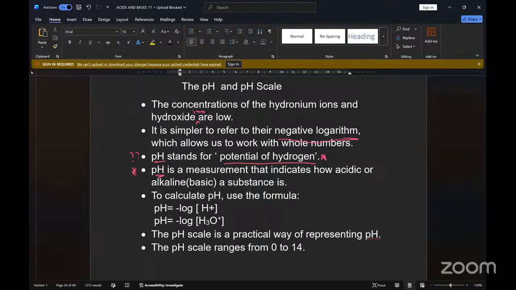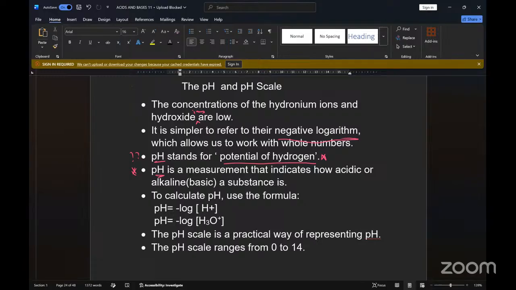This one, potential of hydrogen, is just for your information because some learners are curious. They ask, why is it called pH and not something else? So that's why I'm bringing it up. But if they ask you to define pH, you say pH is a measurement of how acidic or alkaline a substance is.